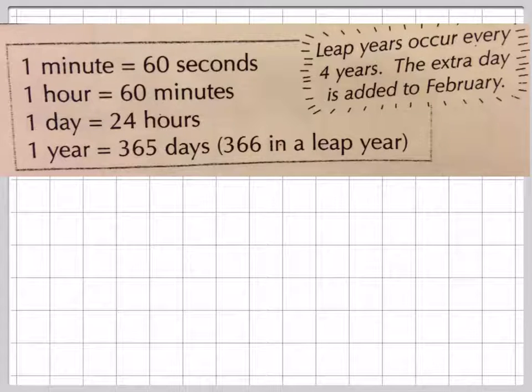You need to know that a minute is 60 seconds. And you need to know that an hour is 60 minutes. And from there you can actually work out how many seconds there are in a whole hour. You need to know a day is 24 hours and that a year is usually 365 days, but every 4 years we have a leap year, which gives you an extra day, which is added on at the end of February.